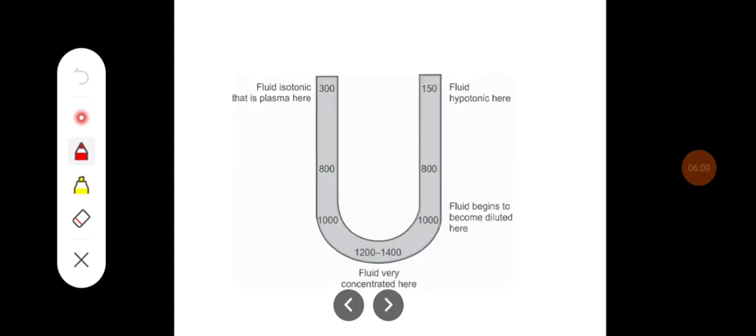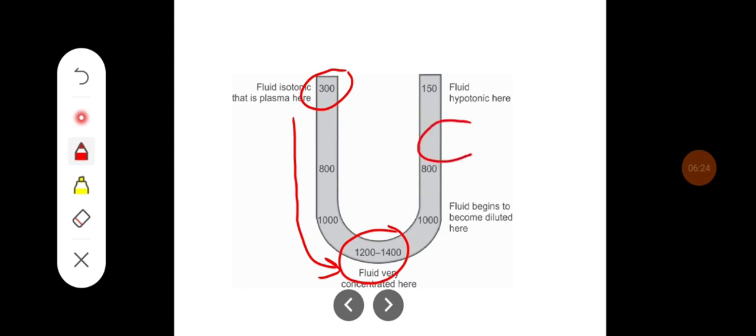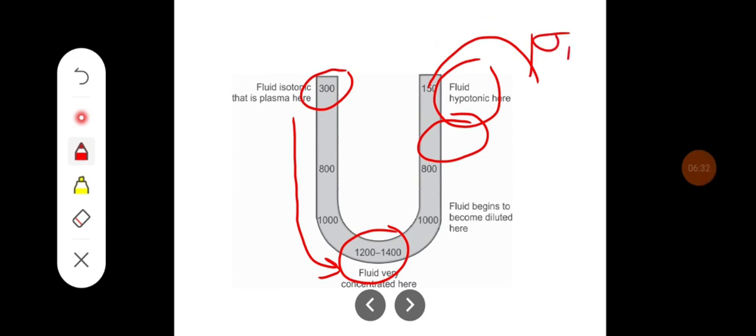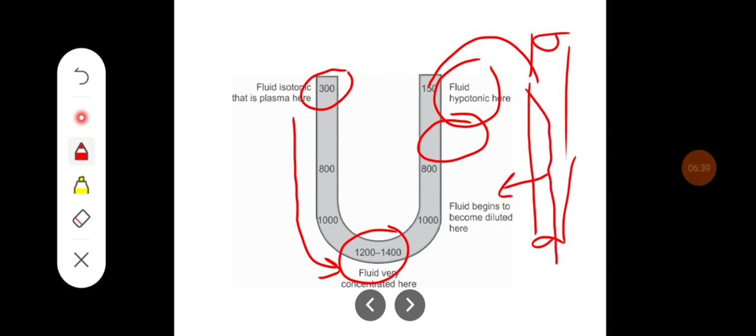See, here you can see the isotonic plasma enters, and as it reaches the tip of the loop of Henle, it reaches a concentration of 1200 to 1400, and because of the reabsorption of solutes like sodium, chloride and potassium, it again becomes hypotonic. But when it reaches the collecting duct, a lot of the water is reabsorbed, and this hypotonic fluid becomes hypertonic, and it is excreted by the kidney.